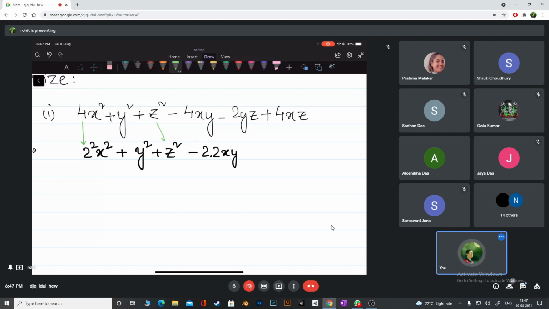Till here it is clear, right? Now look at this. What is this, Baliram? Tell me. It is minus 4xy. Minus I have written already. Now you check. Instead of 4, can I write 2 into 2? Can I do that? Yes, sir. And in place of xy, I have written xy.